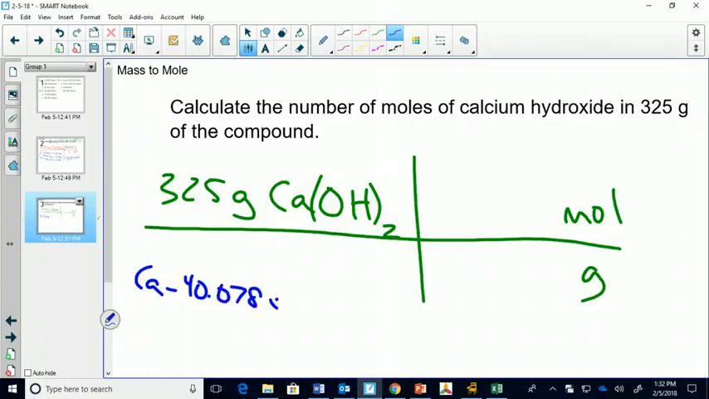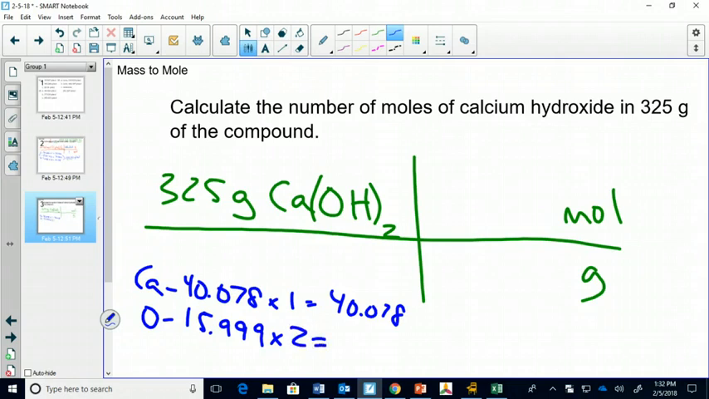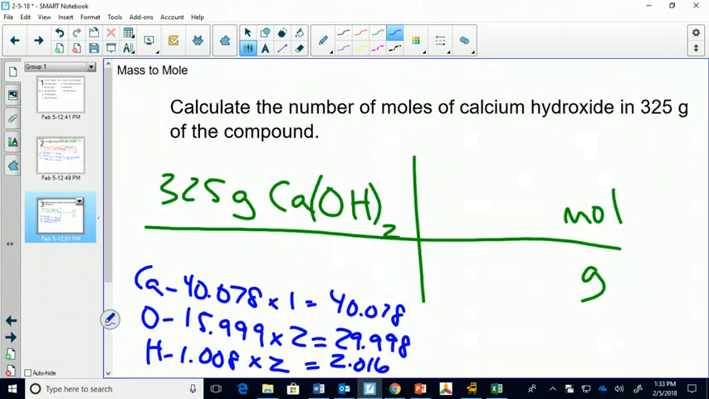And calcium has a molar mass of 40.078 times 1. How about oxygen? That has a molar mass of 15.999. I'm going to multiply it by how many? By 2. And then hydrogen is again 1.008. I'm going to multiply it by 2. Someone got those numbers quick for me? Well, I guess that would be 29.998. And that would be 2.016.